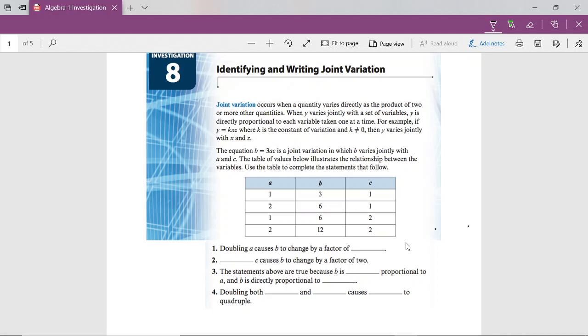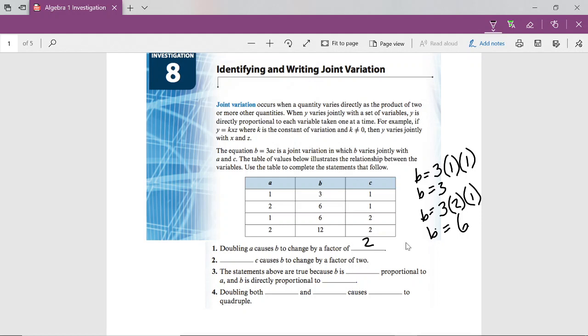So if I take this a value and start it at 1 and double it to be 2, what happens with b? Well, if I plug this into the actual equation, b equals 3 with 1 being a and c being 1, we see that b is 3. But if I double a and say 3 times 2 times 1, I see that b becomes 6. So b also doubles. It changes by a factor of 2. So if I double a, then b changes by a factor of 2 as well.